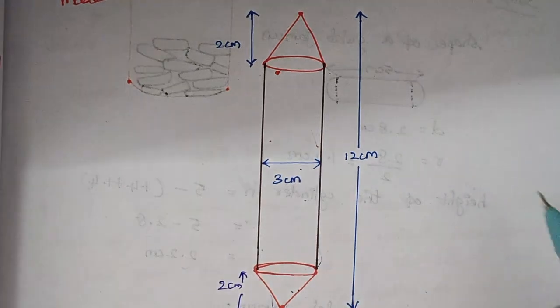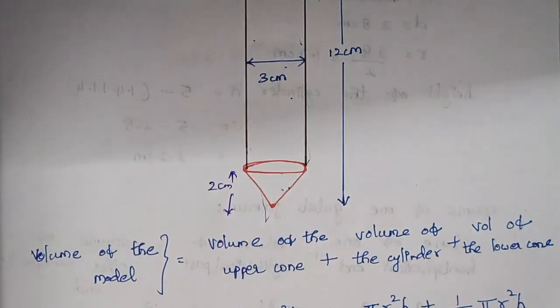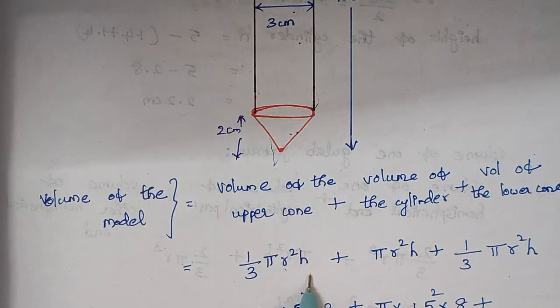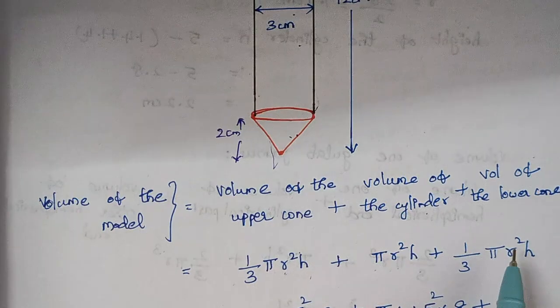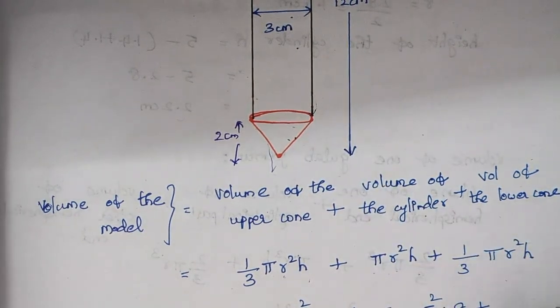That's it. So here the thing is, you have to know the formulas clearly. So what about the volume of the cone? It is 1 by 3 pi r square h. What is the volume of cylinder? It is pi r square h, and again the volume of the lower cone is 1 by 3 pi r square h, right?